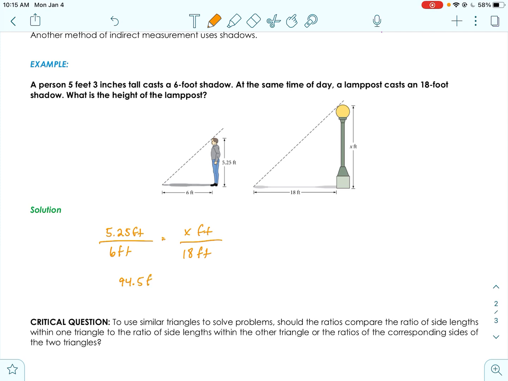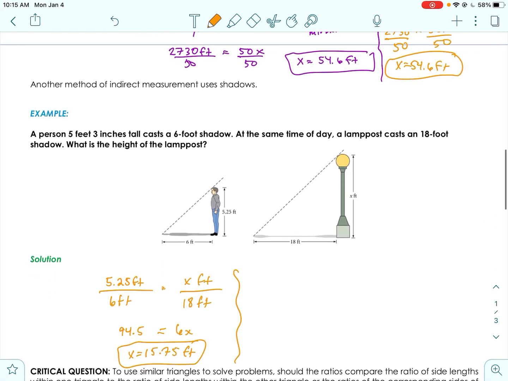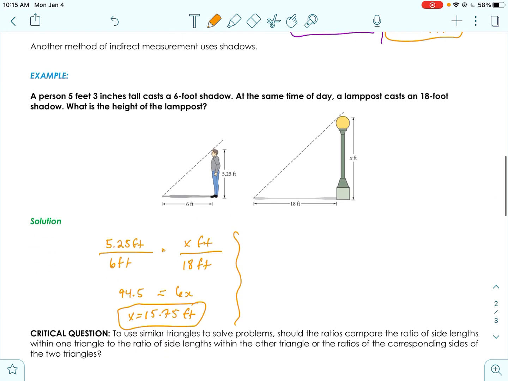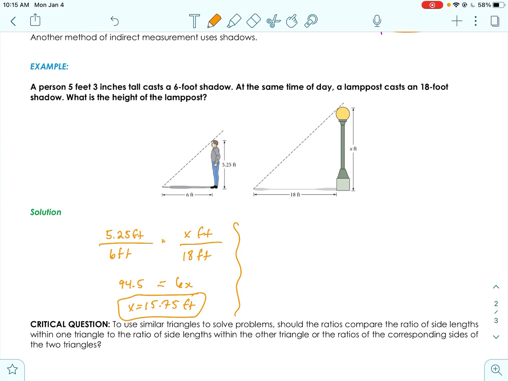We'll leave the units off for right now, but we have 94.5, and that's equal to 6x. 94.5 divided by 6, you get x is equal to 15.75 feet. Now again, like I said up here, you can write these ratios, these proportions in different ways, as long as you are writing them properly.